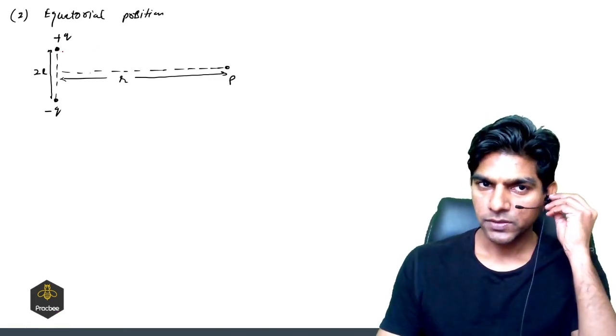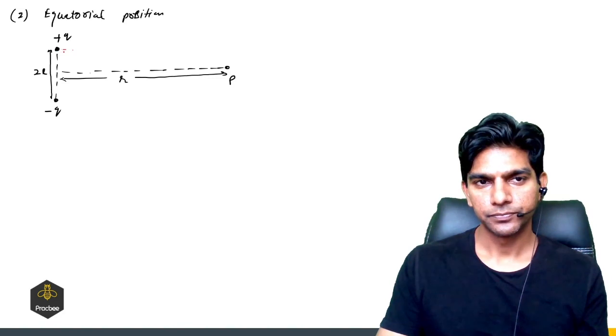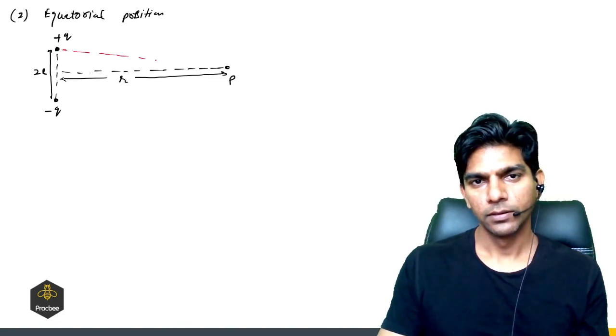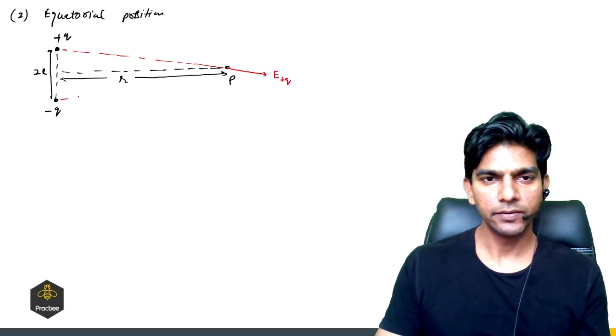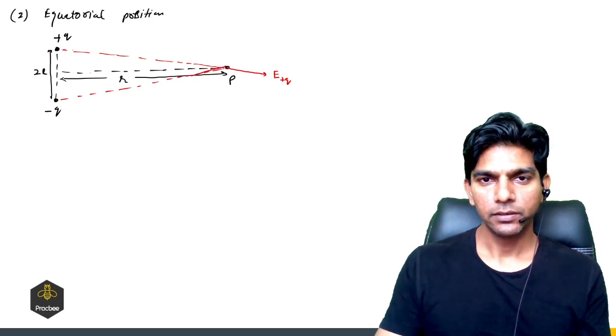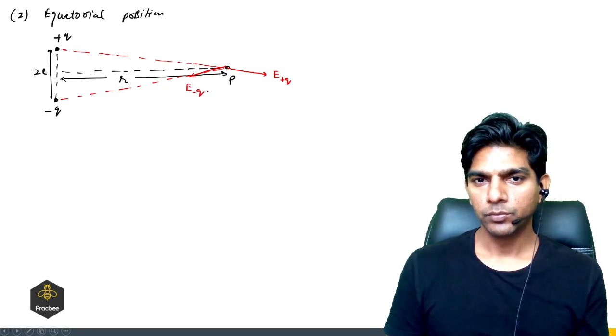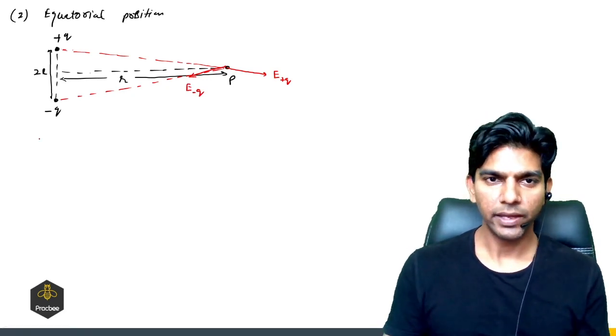So due to this positive charge, the electric field will be away from the positive charge. So this is the electric field. Let us say this is E plus Q. And due to this negative charge, the field will be towards the negative charge. So it will be E minus Q. By symmetry, we can say both these fields will have the same magnitude.